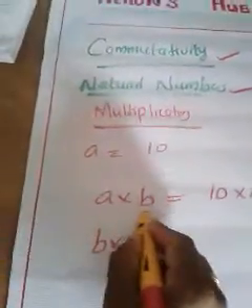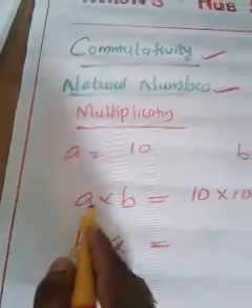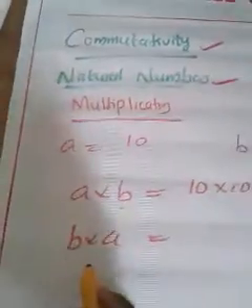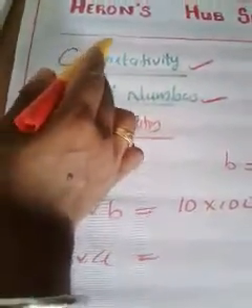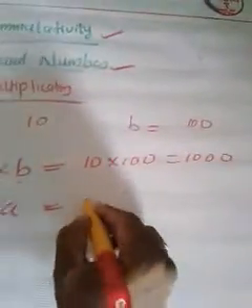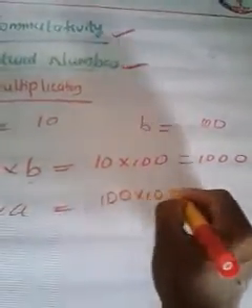Then what is b into a? Why do we take b into a? Because here the operation is multiplication. So whenever you are calculating a into b, we need b into a also, because it is commutativity, not closure. B into a is what? 100 into 10. What is that? That also is 1000, no? That means here a into b and b into a are equal.